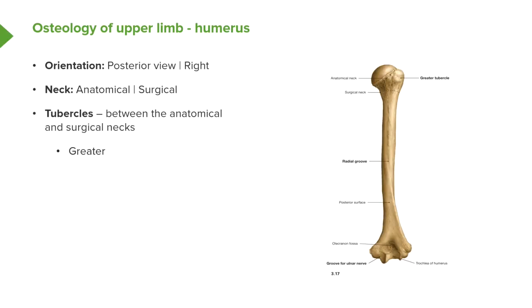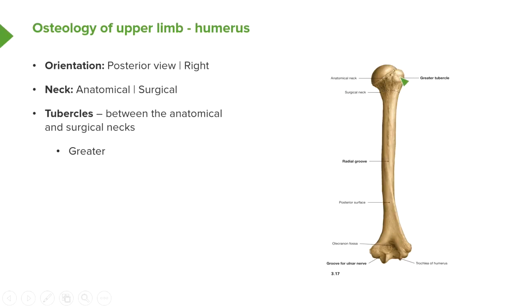If we look at the posterior view of the humerus, then there's not as much detail here. Once again, we can see this is a right humerus. We're now looking at the posterior surface. So here again is the medial aspect, and here we can see the lateral aspect. The head of the humerus pointing medially to articulate with the glenoid cavity.